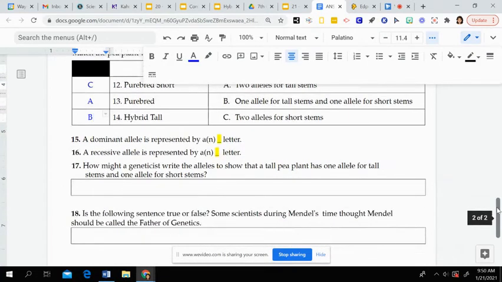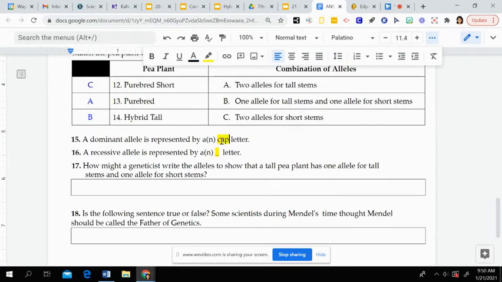Then when we go to question 15 and 16, a dominant allele is represented by a capital letter. And then a recessive allele is represented by a lowercase letter. And generally, we designate the same letter for each trait that we're talking about. So like for stems, for the tall stem, the book used a capital T, and then for short stems, it used a lowercase t. So you don't want to change the letter, you just change whether it's capital or lowercase.